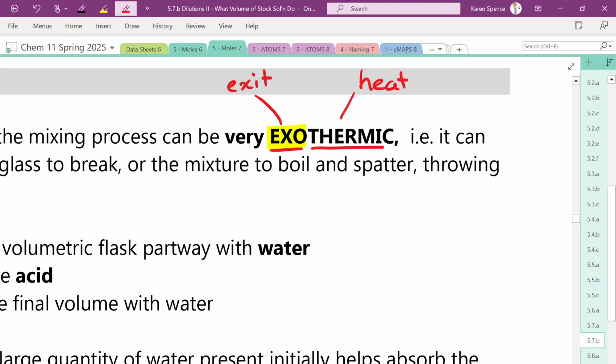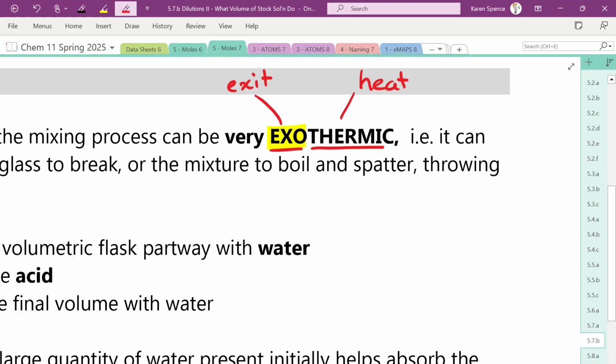And the problem is that if you have a very small volume, that heat doesn't have a lot of liquid to get absorbed into, okay? If you have lots of water, it can absorb lots of heat without changing temperature. But if you have a small volume, it cannot absorb lots of heat. It will change temperature, and it might even boil. And what's going to happen if you now have boiling acid? You don't want boiling acid. Boiling acid is a problem. We do not want acid bubbling up all over the place.